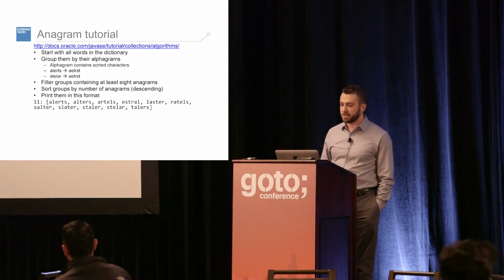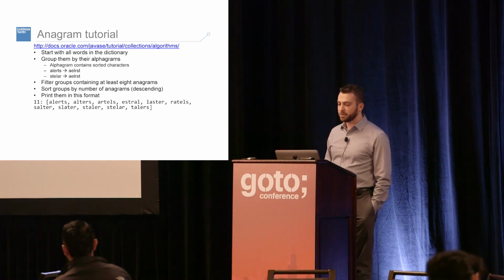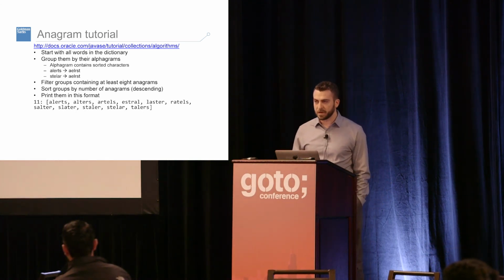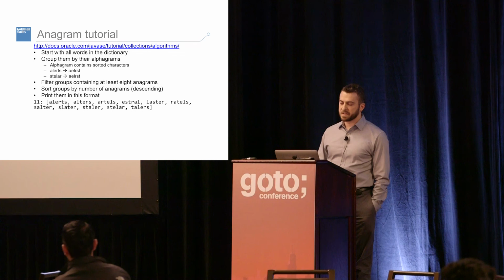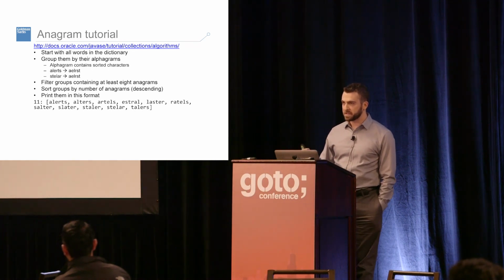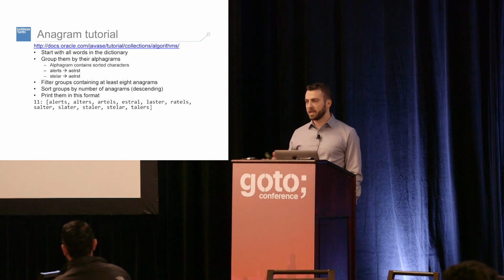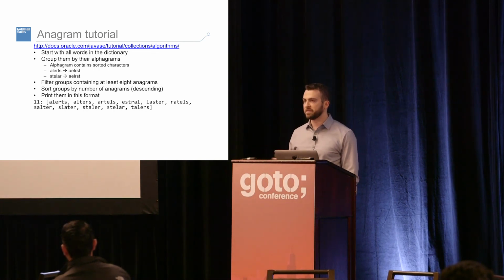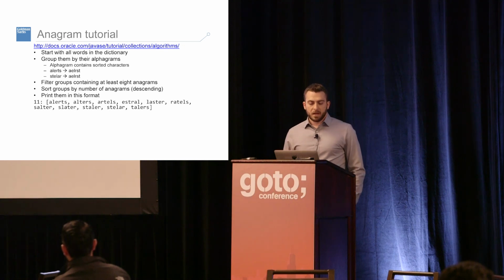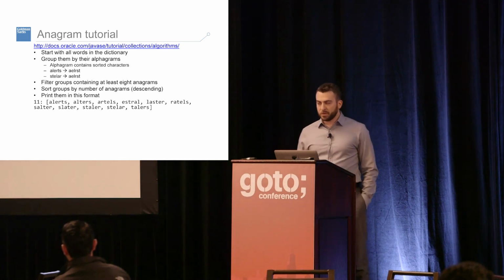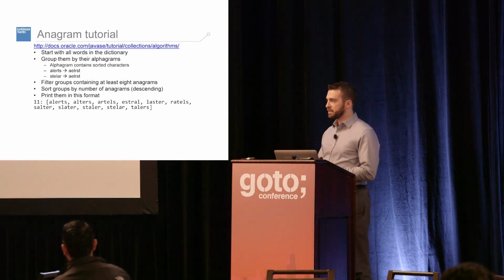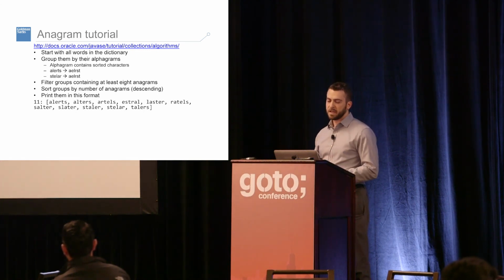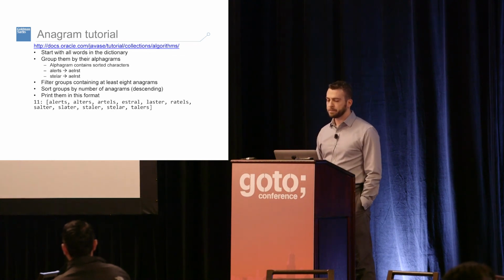The actual algorithm is to start with all the words in the dictionary. For each word, compute its alphagram. The alphagram is just the sorted letters, so two anagrams will have the same alphagram. So in this example, we have alerts and stellar, and when we sort their letters, it's the same key. So that becomes the key in the map. All of the anagrams become the value, one collection of values in the map. After grouping them all, we filter only the groups that have a threshold, so it's at least 8 anagrams. Then sort, descending, and print them all out, starting with the most. So here, the most anagrams was 11, and we'll print them out in this format.